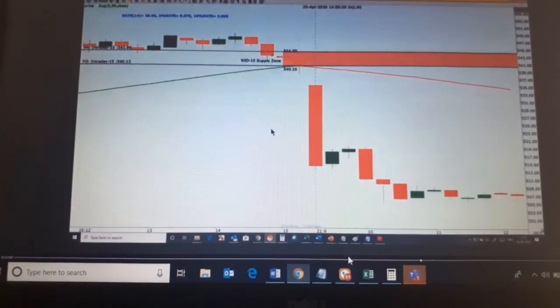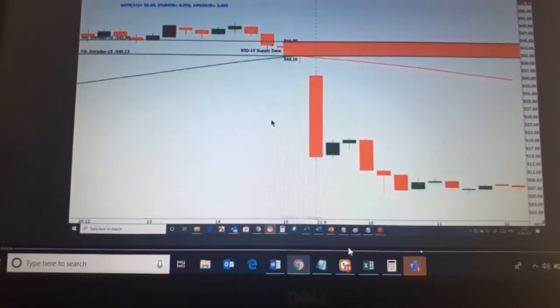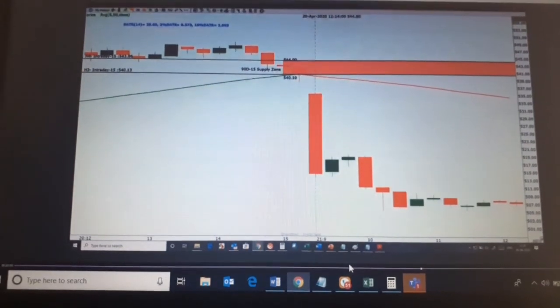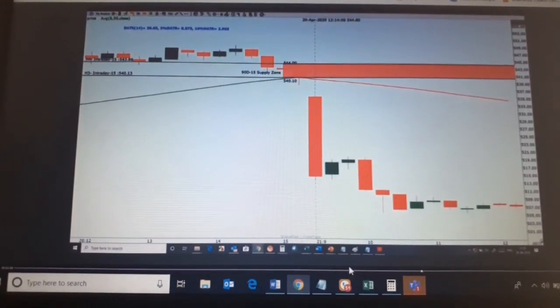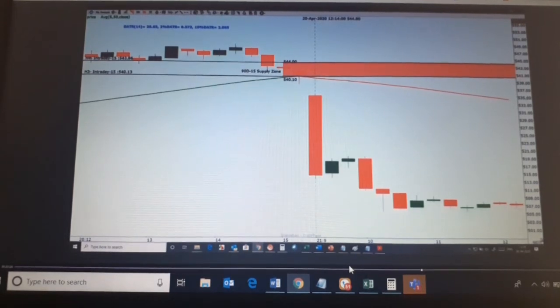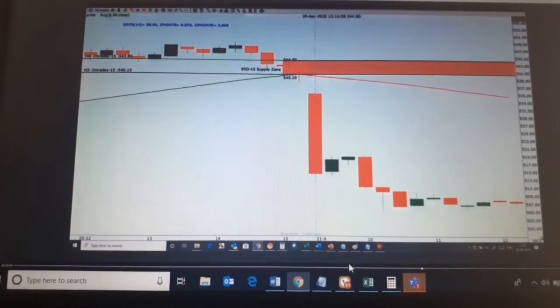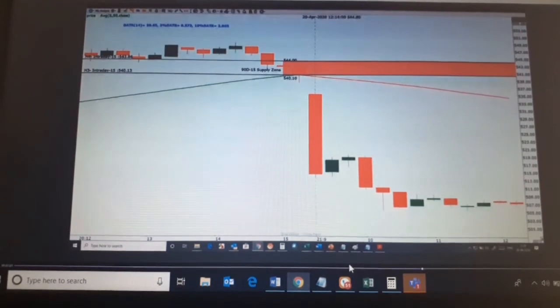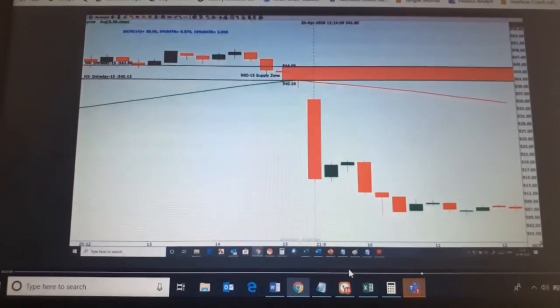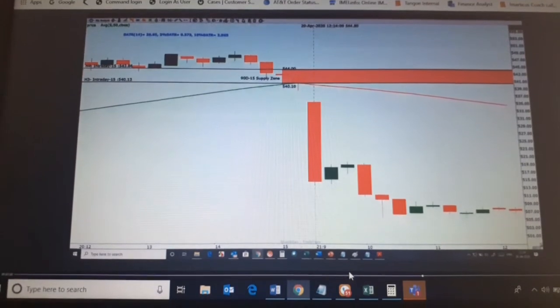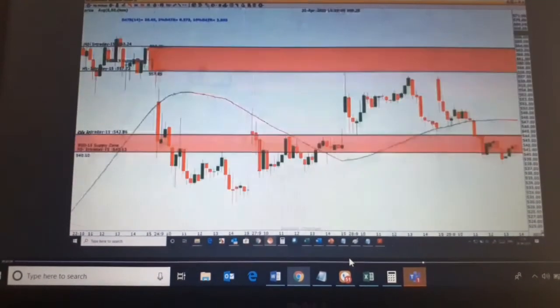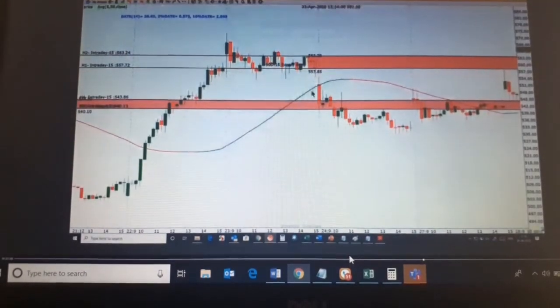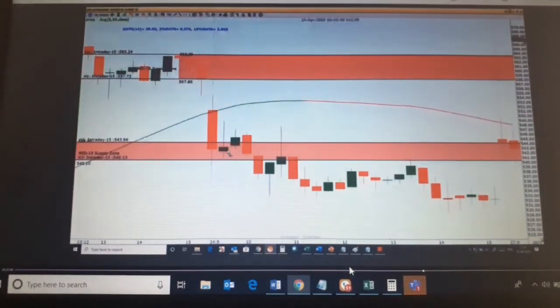Can the previous be base with two candles? I didn't understand your question. I did not get your question. Previous example. What was this previous example? This one? Yeah, what do you want to know about this?